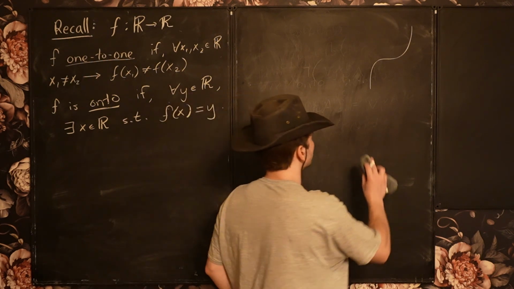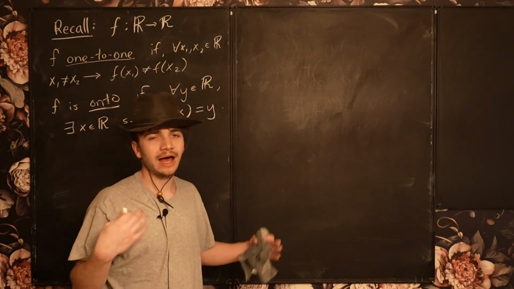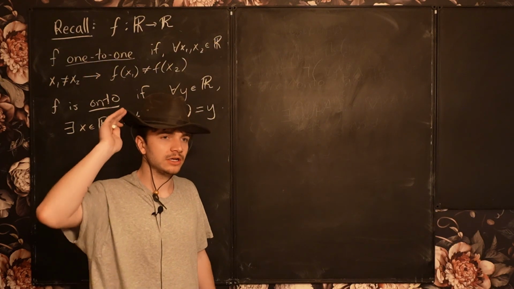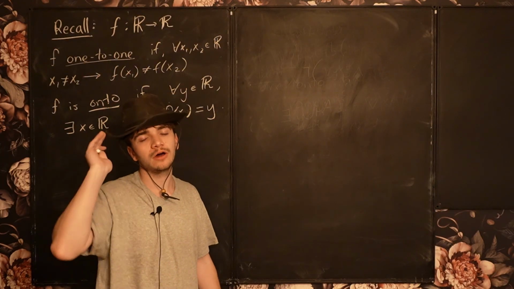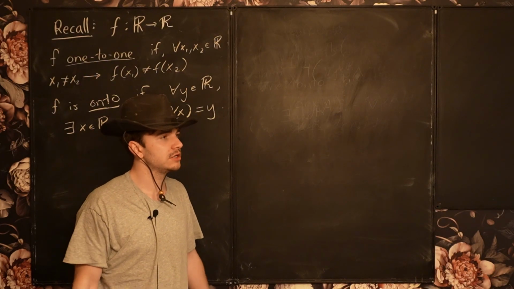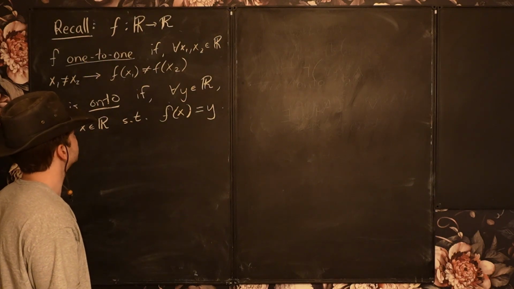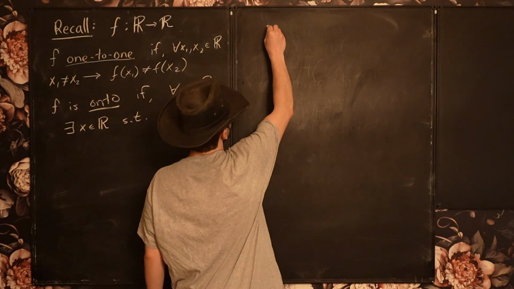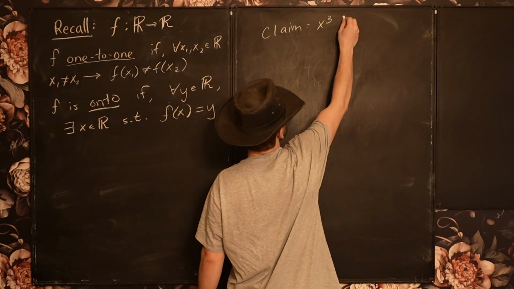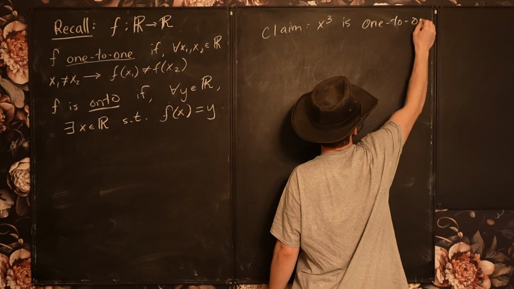All right, so intuitively speaking, we look at the graph of x cubed, it passes the horizontal line test, it seems to be onto because it's hitting everywhere on the vertical axis. Its image is the entire vertical axis, so it seems to be onto and 1 to 1. Now let's try to show that. So let's claim that x cubed is 1 to 1.